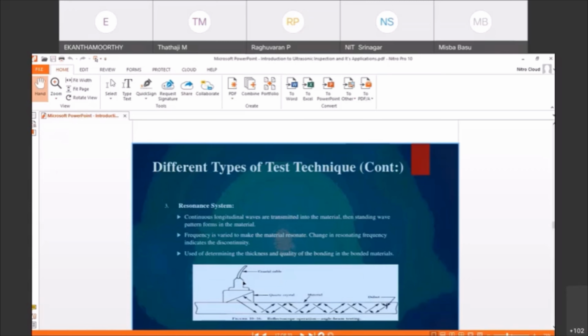When there is a defect or any discontinuity, it changes the resonance frequency. So based on the resonance, we will find whether any defects are there or not. It is used to determine the thickness or quality of the bonding in the materials. So we use different techniques according to our applications. As I showed, through transmission is used for bond testing, pulse echo for single axis thickness and defect detection and location, and resonance for bonding characteristics, for finding the quality of the bonding.